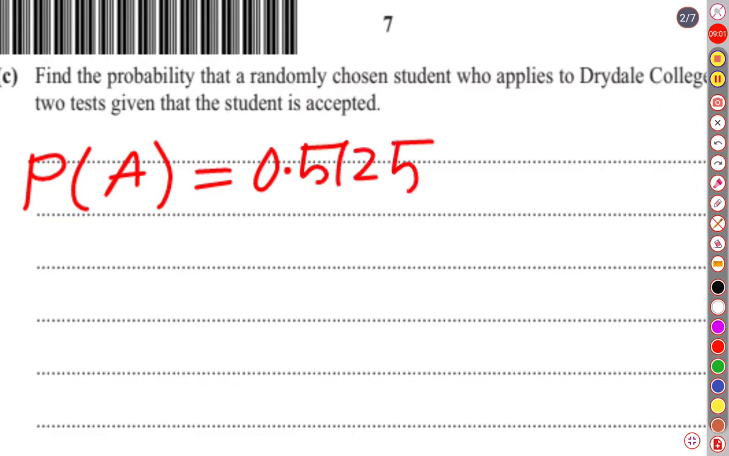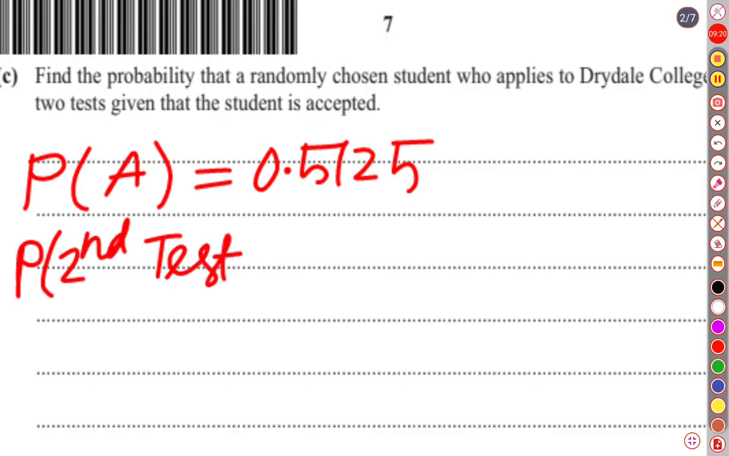0.5125 is the probability of acceptability of a student. Okay, then we will find the probability of acceptability of a student in two tests. Second test, intersection accepted and accepted.